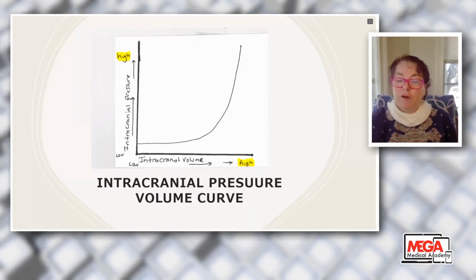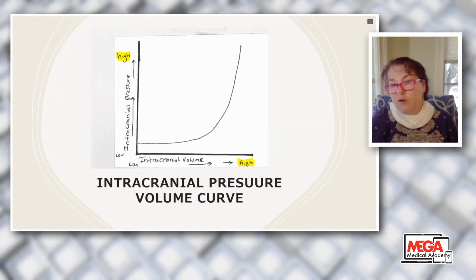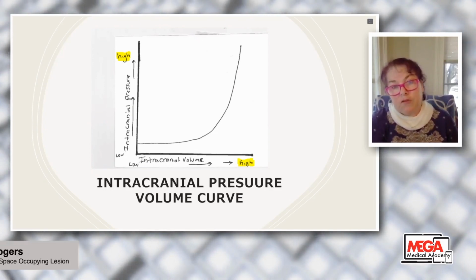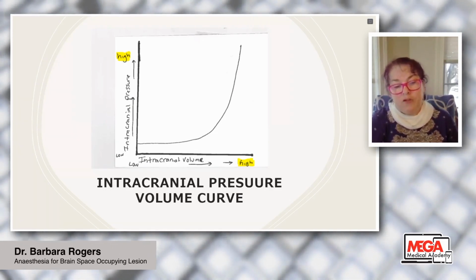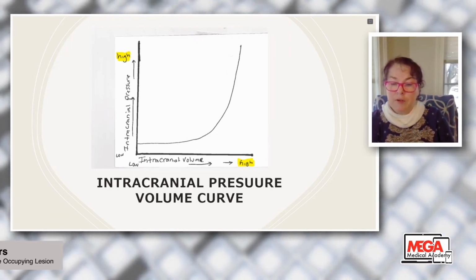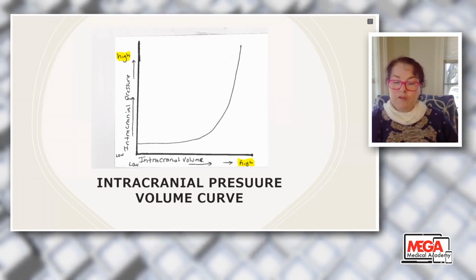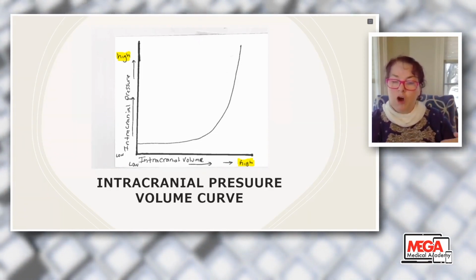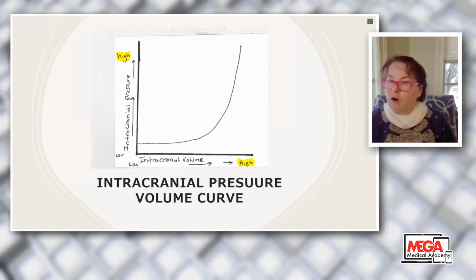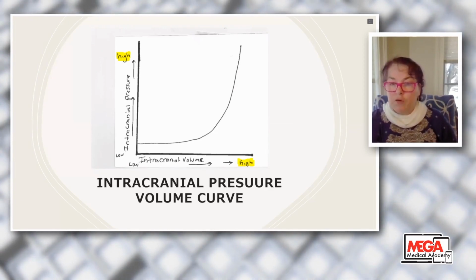This is a picture of the intracranial pressure volume curve. This is also a really important curve to remember when you're talking about anesthesia for patients with brain tumors. What this shows on the bottom is that as the intracranial volume goes up, the pressure goes up. On the left-hand side, the pressure goes up. As you can see, it moves along without much of a change, but at some point, and you don't actually know for each patient where this point is, the pressure will abruptly increase.